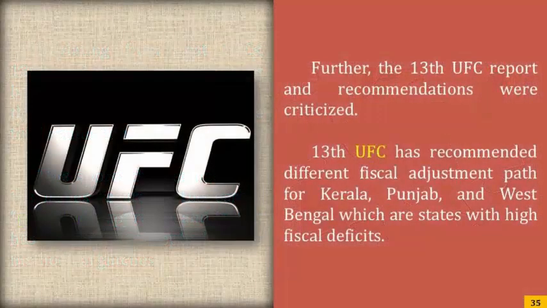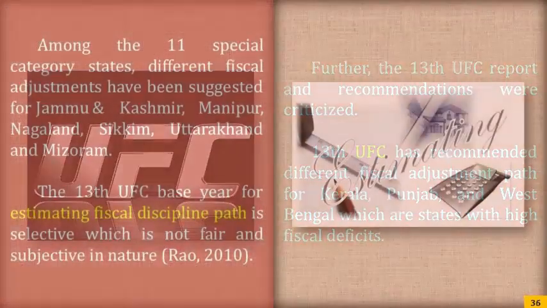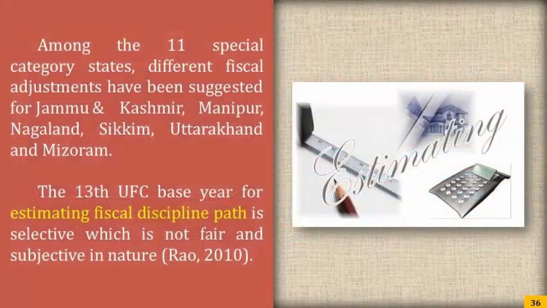Further, the 13th UFC report and recommendations were criticized. The 13th UFC has recommended different fiscal adjustment paths for Kerala, Punjab and West Bengal, which are states with high fiscal deficits. Among the 11 special category states, different fiscal adjustments have been suggested for Jammu and Kashmir, Manipur, Nagaland, Sikkim, Uttarakhand and Mizoram. The 13th UFC base year for estimating fiscal discipline path is selective, which is not fair and subjective in nature. Rao 2010 for reference.